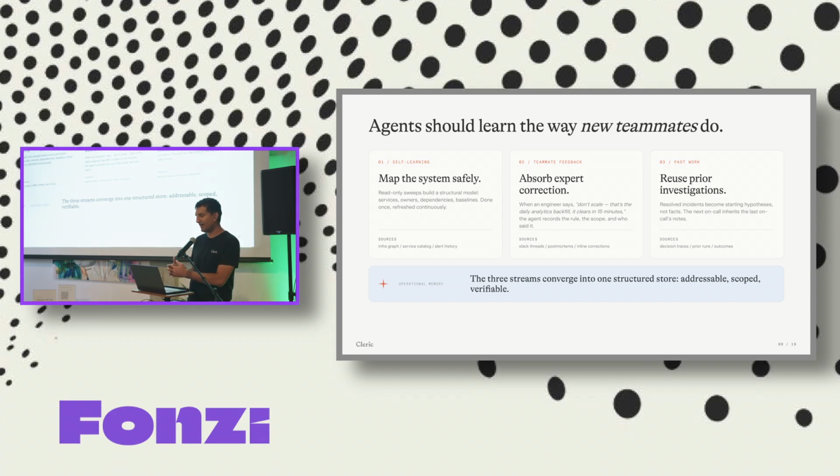But the most important thing is number 3. That's you learning from your work. Every time you're doing some work, you're going to screw up some things. You're going to learn from that, and then you're just going to keep getting better. For us, that looks like reusing prior investigation.